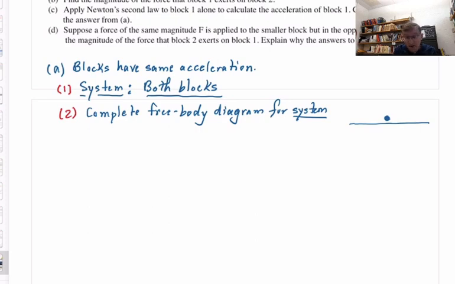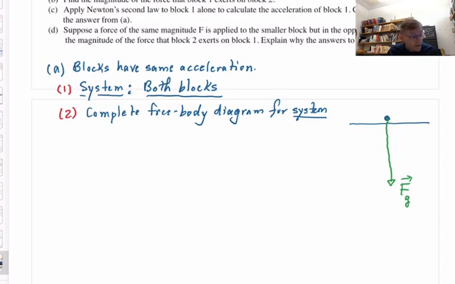Okay, did you try it for yourself? Let's do it now together. The obvious, easy one to start with is the force due to gravity. There is a downward force due to gravity. I'm just going to label it Fg, G for grav. The total gravitational force on both blocks. Note the magnitude of that would just be m1g plus m2g.